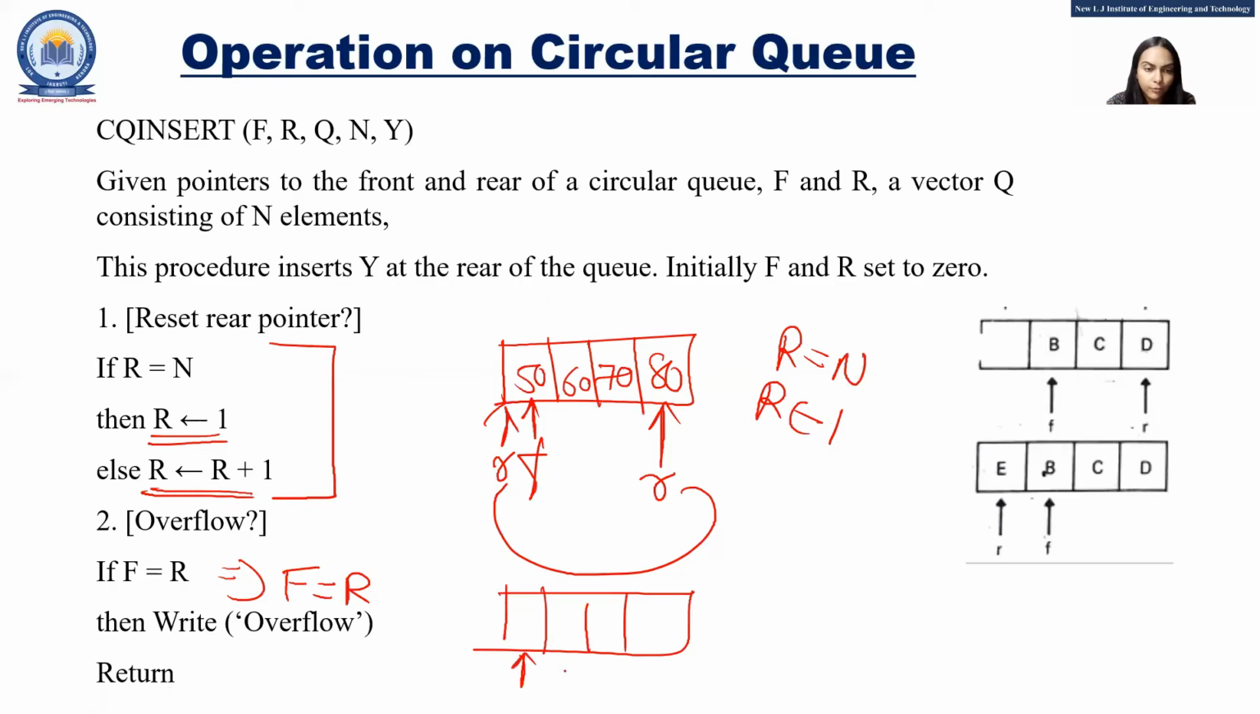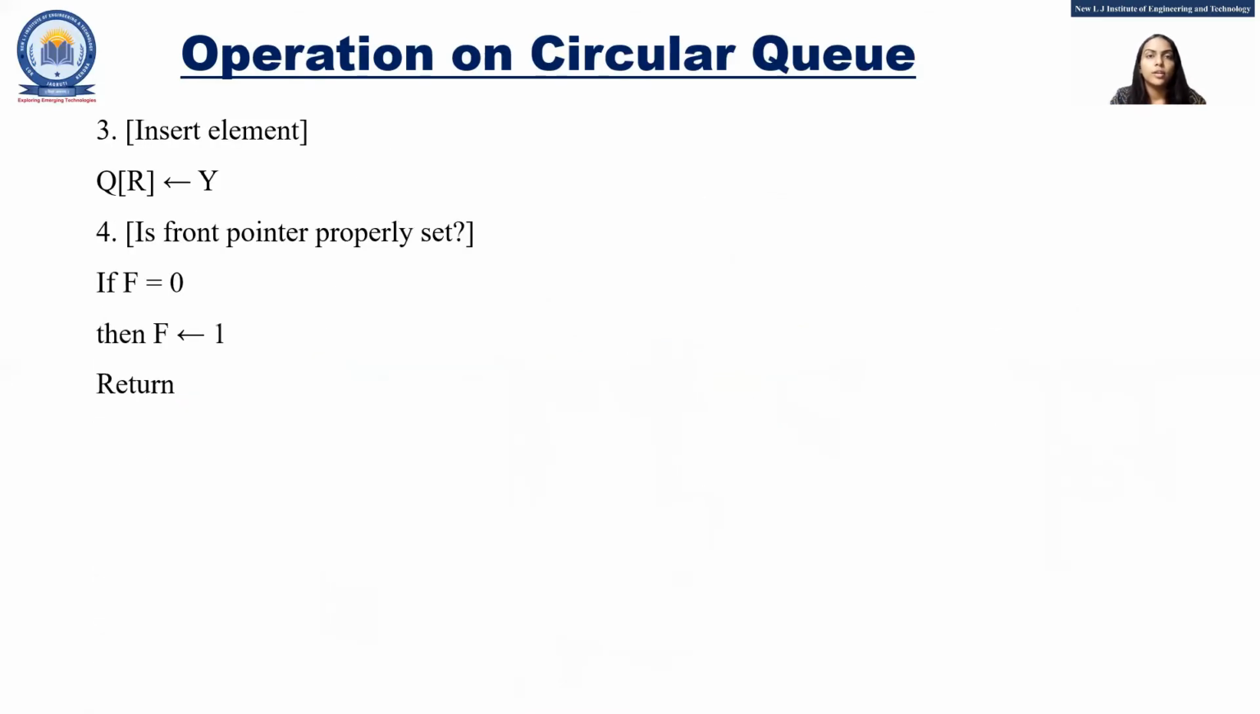If front and rear are at different points, overflow will not occur. Otherwise, if f is equal to r, we can say it has an overflow condition. Now, if we don't have an overflow condition, then at q of r, we need to give the value y, right?